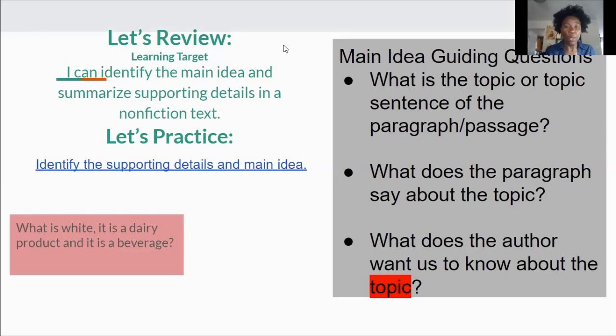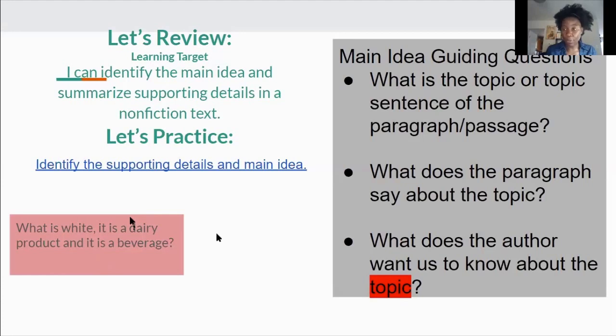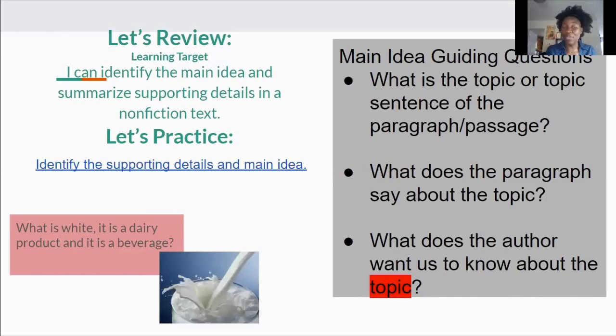Your at-home practice is a worksheet that I will reveal to you in a minute, right after we have revealed the answer to our riddle. What is white? It is a dairy product and it is a beverage. How I solved the answer to that: I looked at the 3 parts of the riddle. It is a beverage. We know that a beverage is something that we drink. It is a dairy product. We know that dairy products are made of milk. And of course, it is white. So something that I drink that is made of milk, of course, it is milk. Let's see. Oh, voila, our answer is milk.